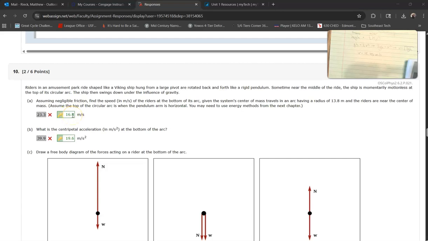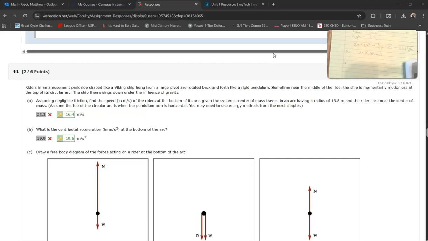So they rounded to 16.4. You can round it there as well. All right. So that is the linear acceleration, or linear velocity. So that's my answer to part A.